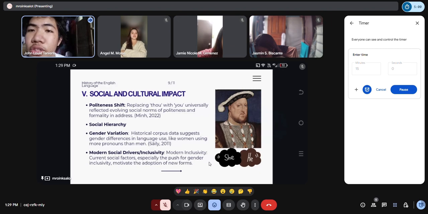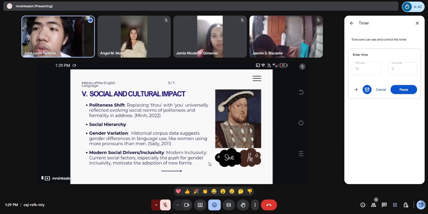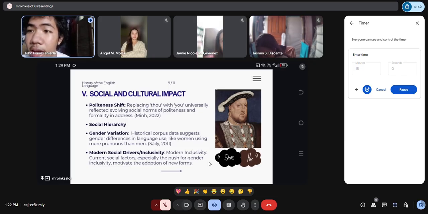For the social and cultural impact slide, first is politeness shift. Replacing thou with you universally reflected evolving social norms, politeness, and formality in address. One of the biggest takeaways from this period is how language mirrored social manners. We saw the complete replacement of thou with you. It wasn't just a grammatical change. It signaled a new level of politeness and formality becoming the new norm in everyday address.